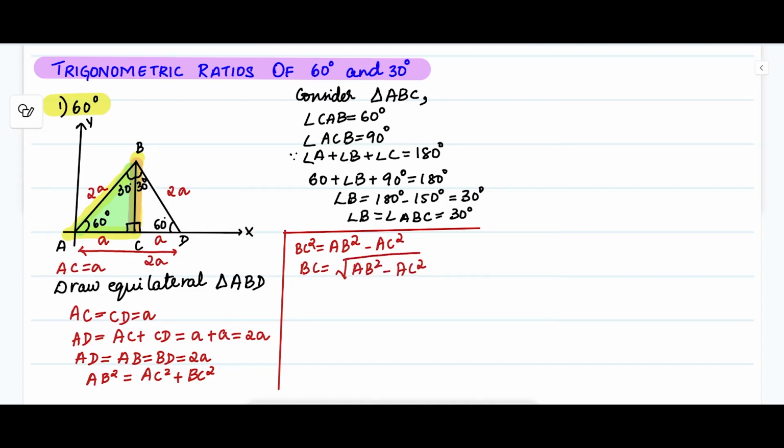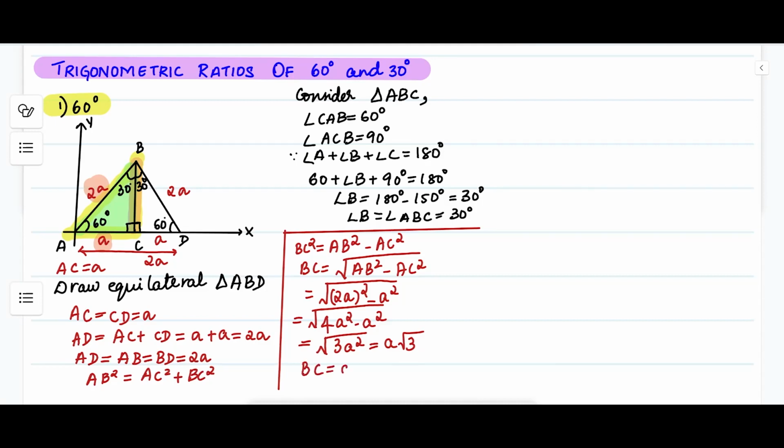Value of AB is 2A. So it will be square root of (2A) whole square minus AC square. The value of AC here is A. So minus A square. So we will get square root of 4A square minus A square. We are left out with square root of 3A square. The square root of A square is A. A will come out of the square root. We are left out with square root of 3. So now we have the value of BC to be equal to A root 3 units.